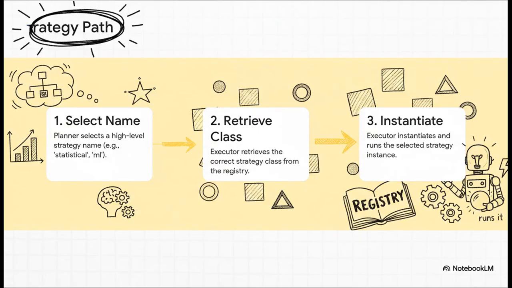So the agent's workflow is different here. The planner isn't picking a specific function. It's selecting a high-level strategy name. Then the executor uses that name to pull the right class out of the registry and create a new instance of it. This completely decouples your planning logic from your execution logic. You can add a whole new analysis strategy without ever touching the core agent code.